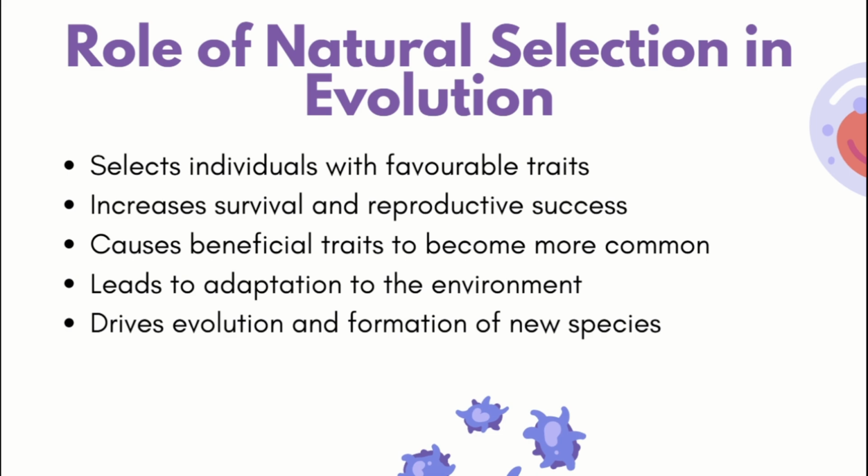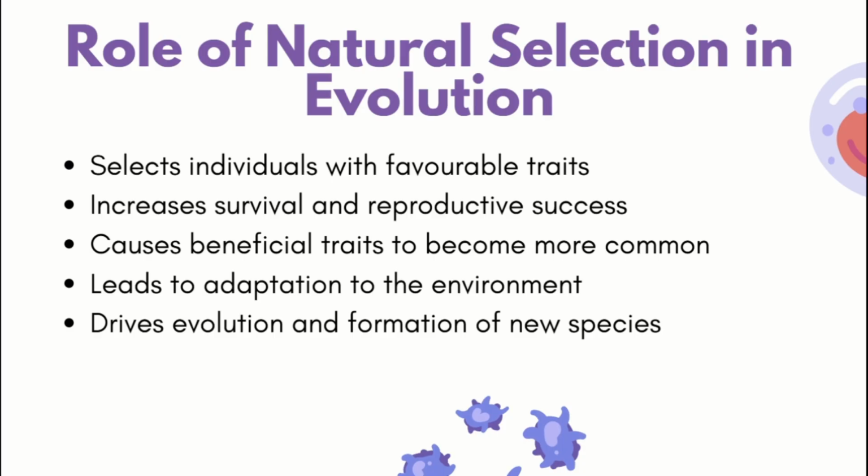A million years ago, or however long, let's just say, for example, having short legs was advantageous 1 million years ago. And then a million years later, because natural selection influenced it, now short legs are not favorable. So it's now long legs, just for example purposes only. So basically, the role of natural selection in evolution, we're saying that it selects individuals with favorable traits. It increases the survival and reproductive success. It causes beneficial traits to become more common. Exactly. That's basically what I was saying just now.